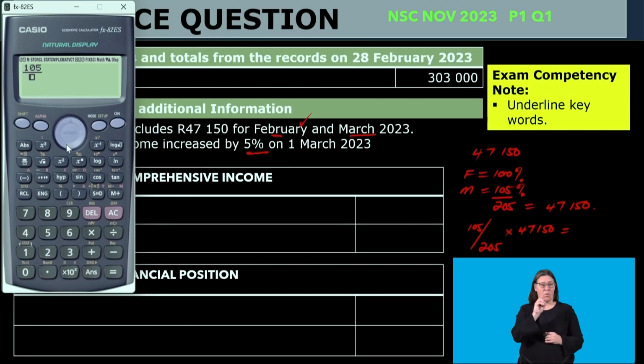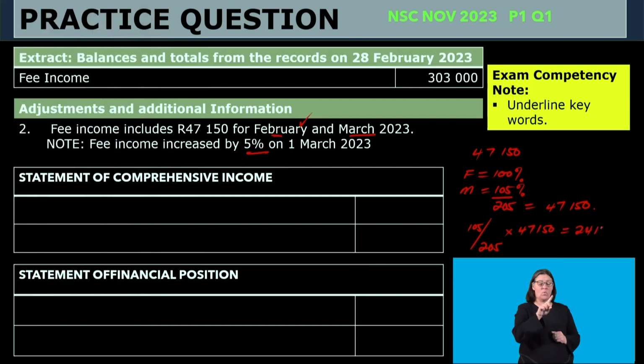And what do we have? We have 205. And then we multiply this now by 47,150. How much do we get? We get 24,150. So I must record this now in my statement of comprehensive income, fee income. So I'm coming to my other income, all right? So I'll say fee income.